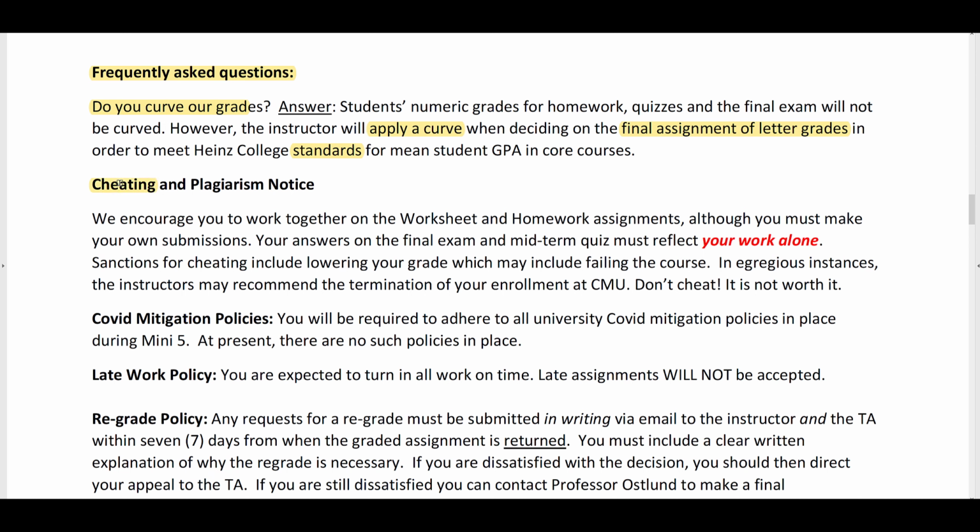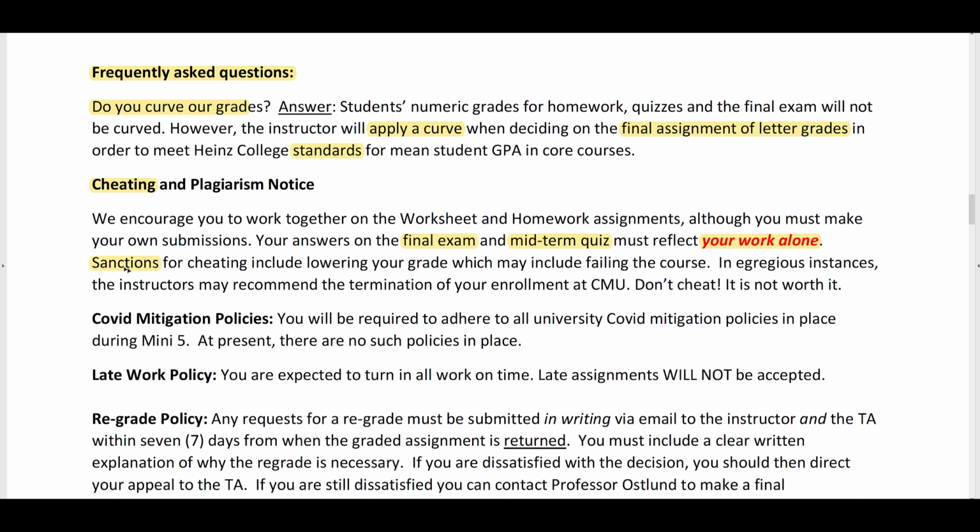Don't cheat. You are allowed, as I said, to work with each other on the worksheets and the homeworks. On the midterm quiz and the final exam, these have to be your own work, without chatting with other people, without emailing other people, without using ChatGPT or Stack Overflow or any other things you might be tempted by. You will be able to use a statistical analysis package such as Isle to perform computations. But other than that, you're not allowed to use other resources.